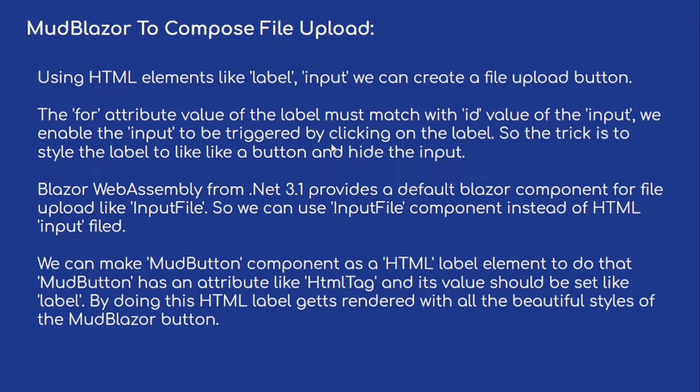So this trick is to style the label to look like a button and hide the input button. By default, the input file upload button won't have any style. So to apply styles to it, we can use a label, and for that label we can use a for attribute whose value must match the ID value of the input file upload field.